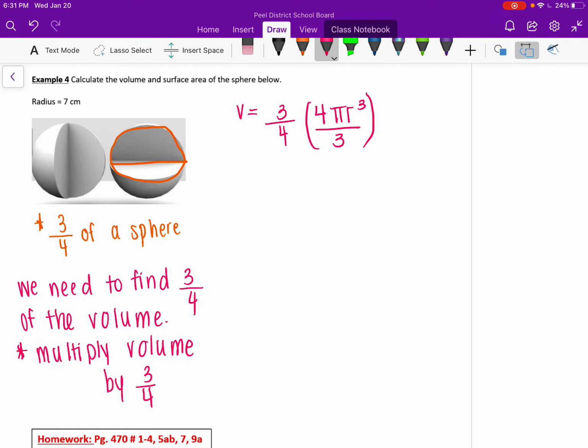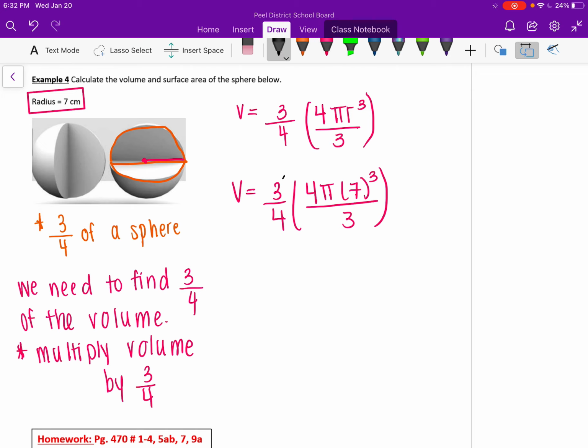4 pi r cubed. We know that the radius is 7 centimeters. So let's take the radius from here to here. The radius is 7 centimeters, so let's just put that in. V is equal to 3/4 times 4 pi 7 cubed divided by 3. Now, you have two options. You can solve the bracket first, then multiply it by 3/4, also acceptable.